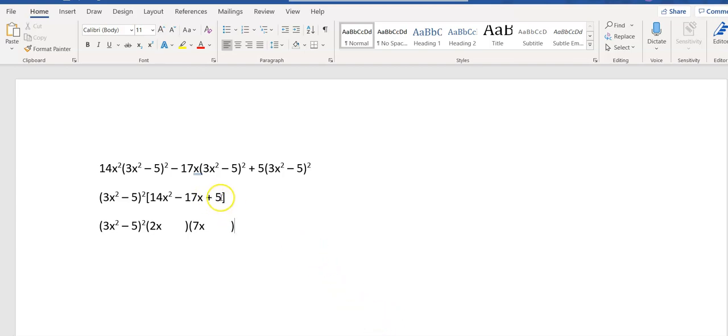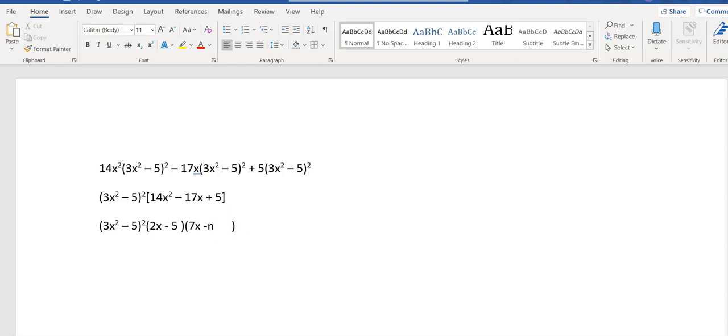And then I need factors of 5, but notice in the middle we have negatives. So to get a positive 5, I need either positive 1 and positive 5, or negative 1 and negative 5. And since I need a negative in the middle, I'm guessing that I'm going to use negative 1 and negative 5. So I'll use a negative 5 and a negative 1.